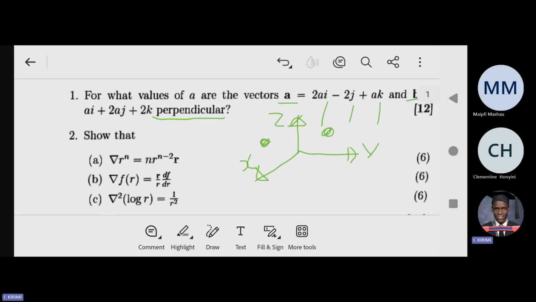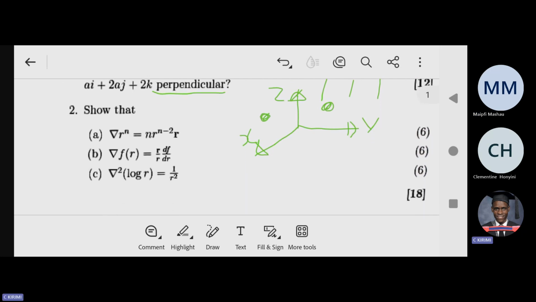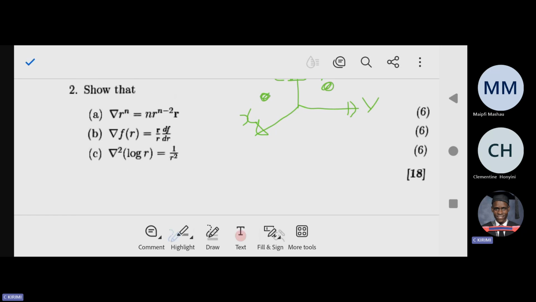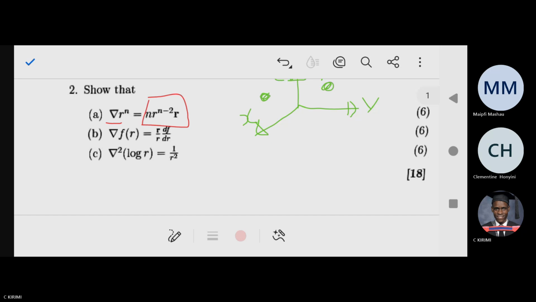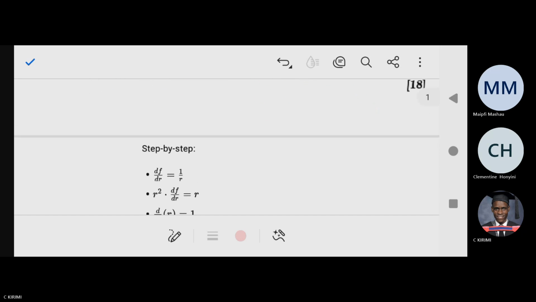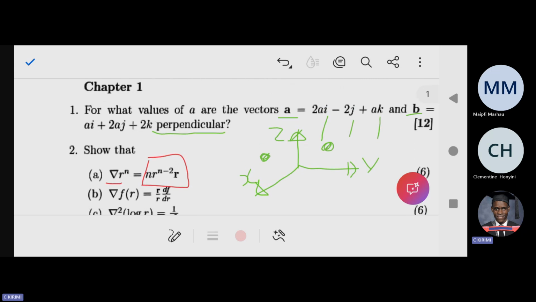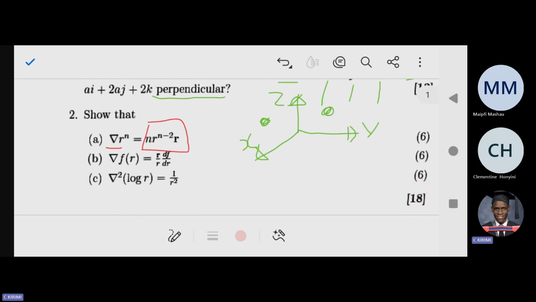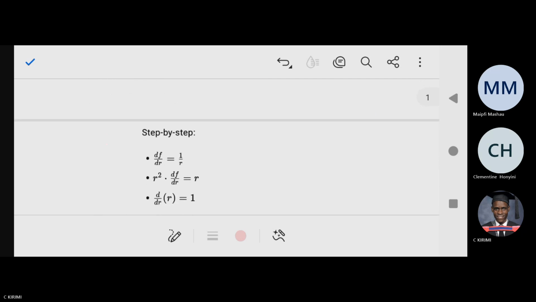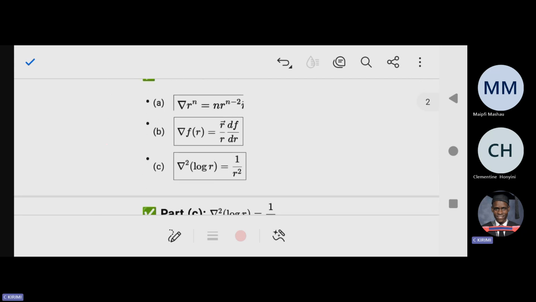Now we go to number 2, which is saying show that del squared, it means the partial derivative twice. So it's a matter of just knowing the symbol for del squared R^n. What does it mean? So we want to show that it equals this for the first part. So how are we going to show del squared R^n, which means it's the partial derivative twice? So let's start.